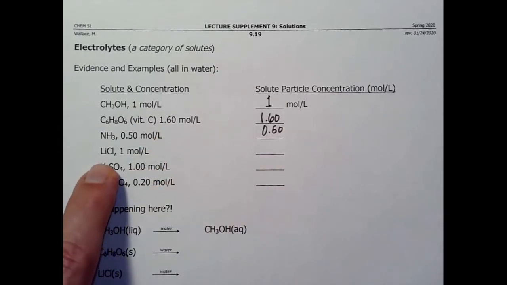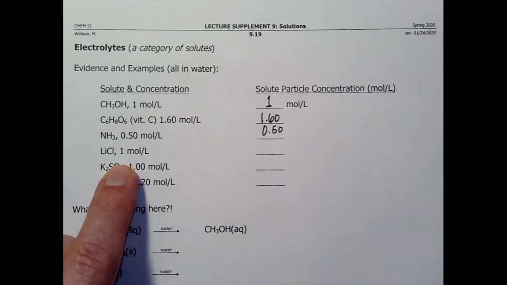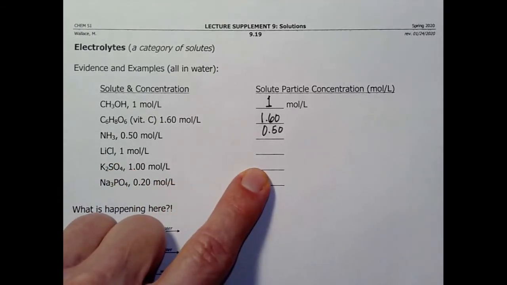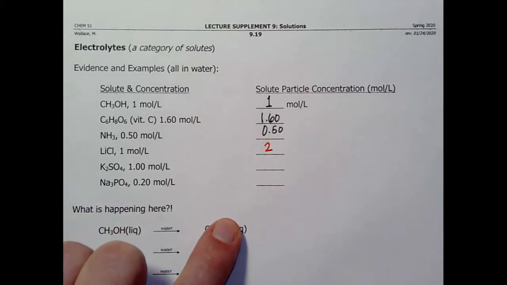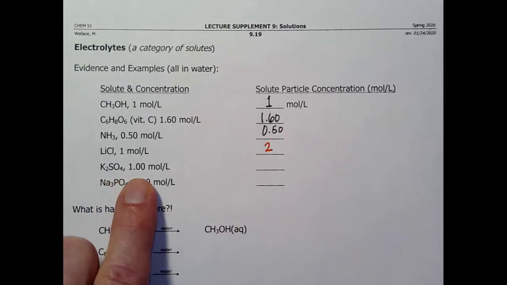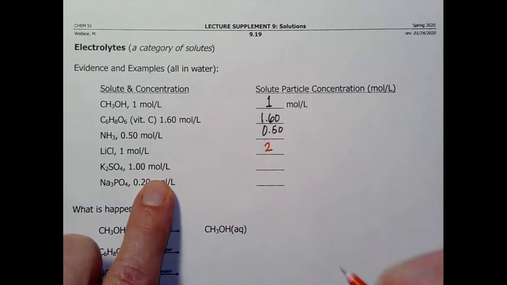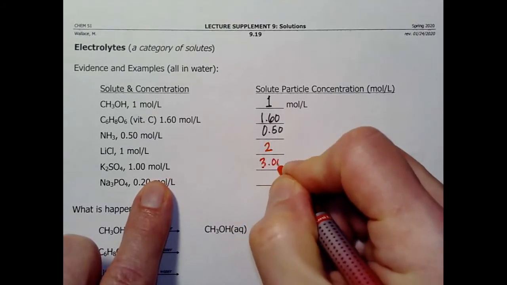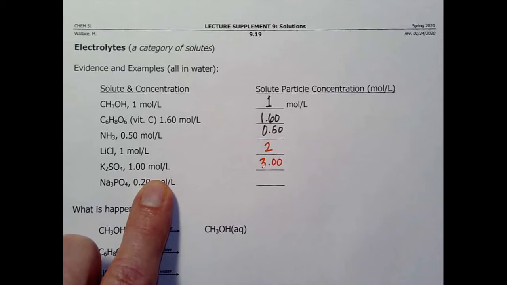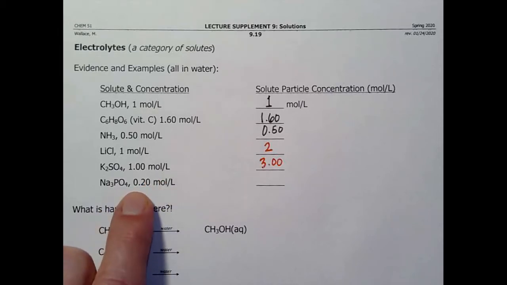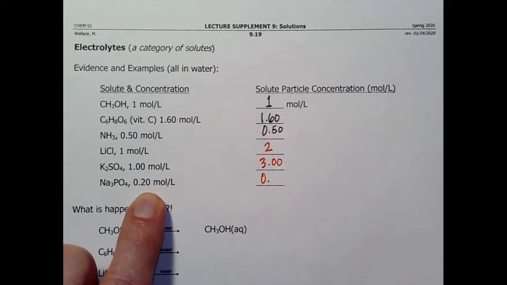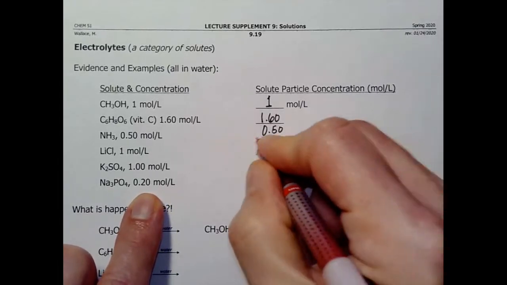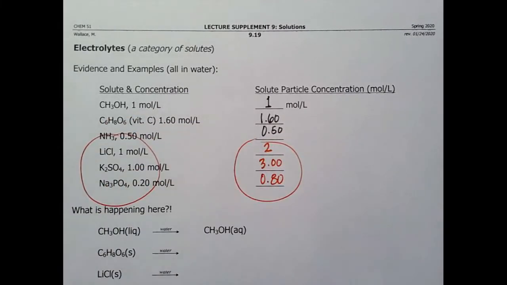So what? So lithium chloride, 1 mole per liter. When I look at the particles in solution, of course, I have 2. Well, wait a minute. Okay. Potassium sulfate, 1 mole per liter. Well, it's got to be just 1. All right, well, what about this sodium phosphate, 0.2 moles per liter? It's just got to be 0.2. And it's 0.80. So what's going on with those things?